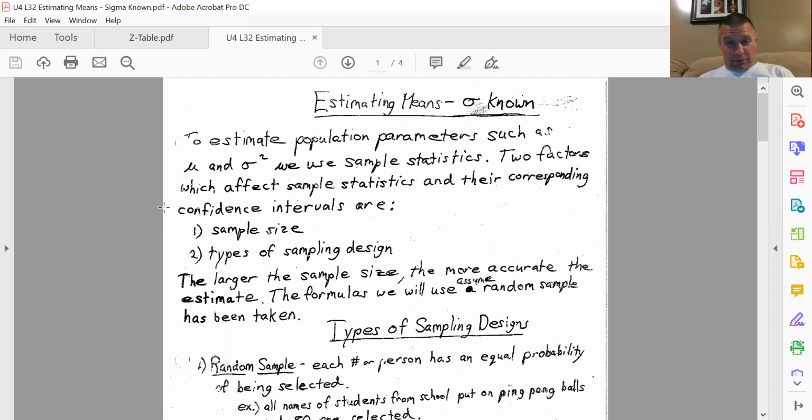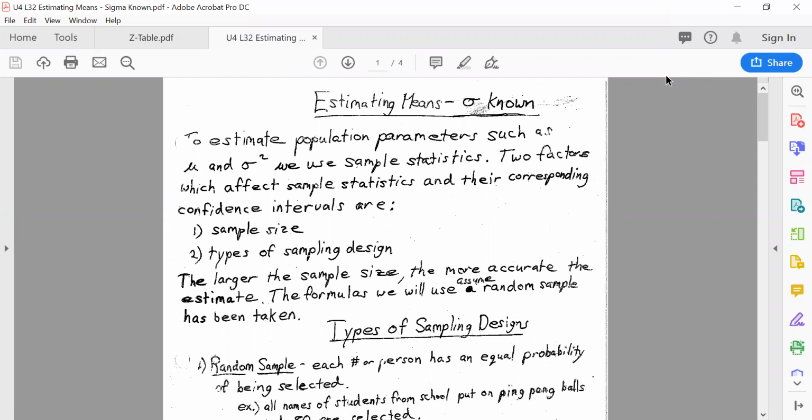Test number 4 material. What is test number 4 about? Test number 4 is all about, let me close this out here so you don't have to see my mug. Test number 4 is all about estimating means and estimating standard deviations and estimating proportions, and then we get into something called hypothesis testing, the second half of test number 4. So estimated means, what does this even mean?